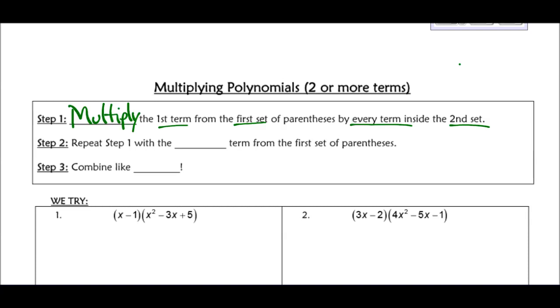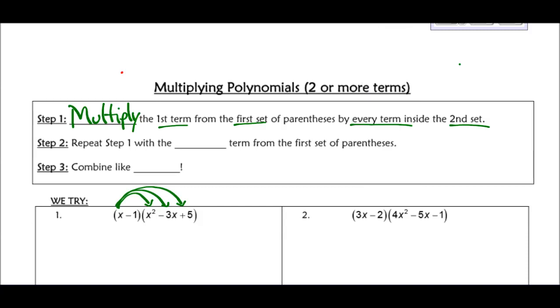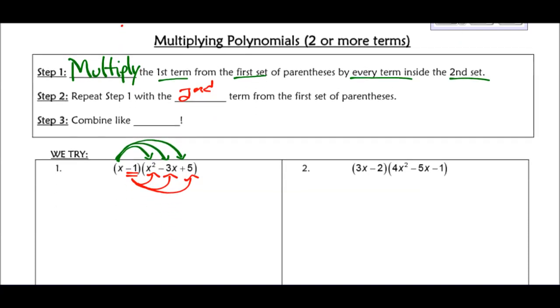I'm just going to show that with arrows here. I'm multiplying that into everything there. And I'm going to repeat that step with the second term. That second term, that negative 1, also gets distributed into everything. And like always, combine like terms.